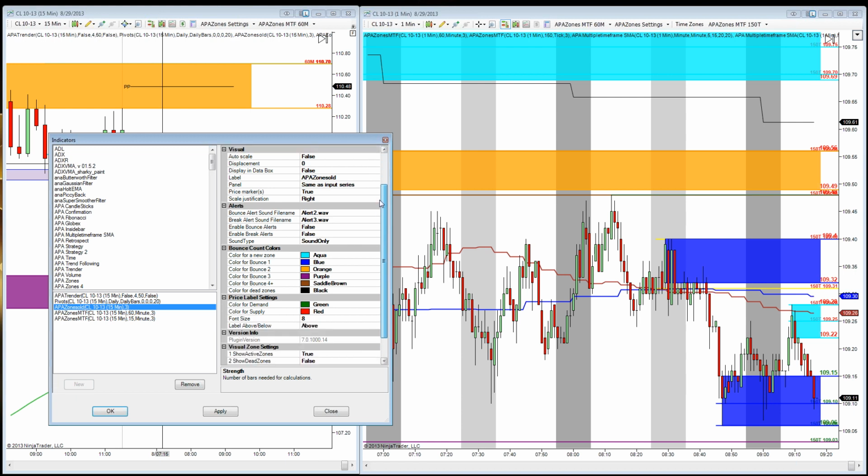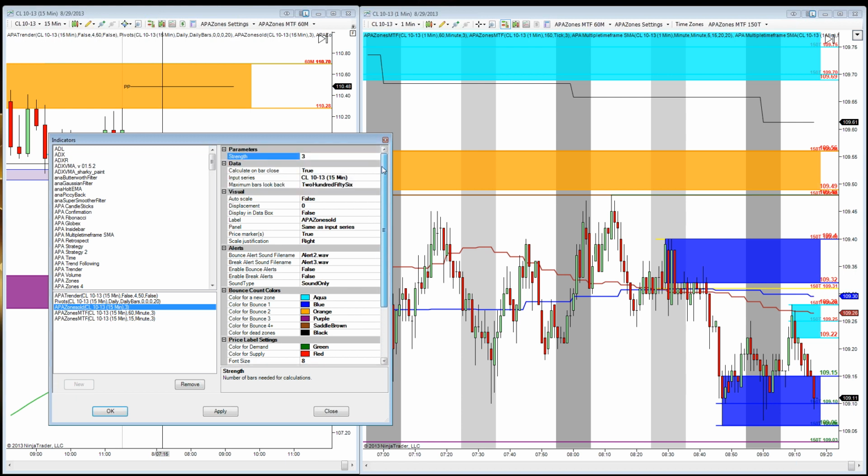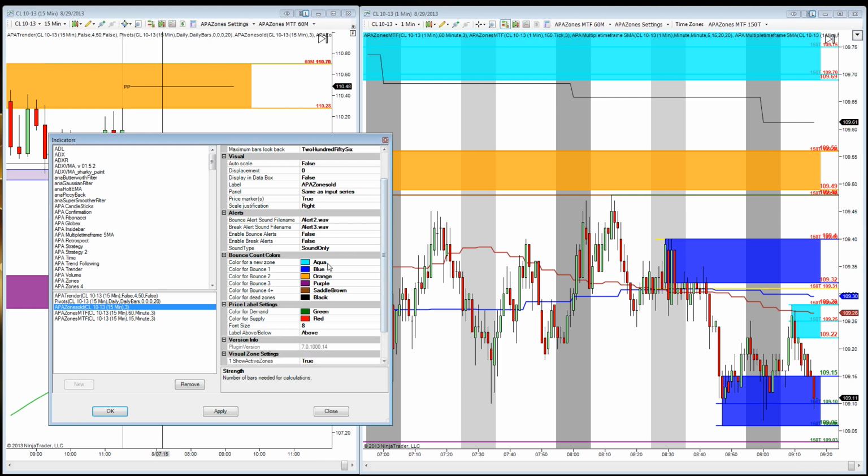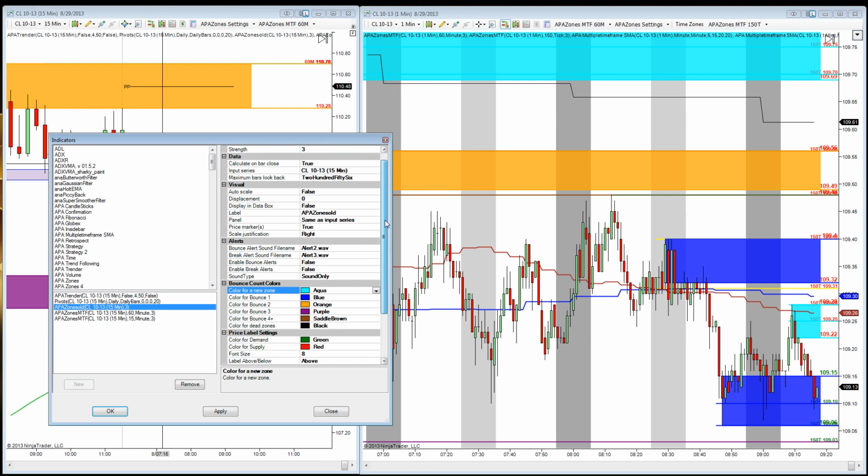Now, how the zones are created and how they're drawn and all that kind of other stuff, that'll be here in a couple of different settings areas, but we'll get into that too. The next thing is the bounce alerts and stuff like that. I was actually talking to another user yesterday, and I asked him, so how can I make the zones better? And he was thinking just to have more alerts type of thing.